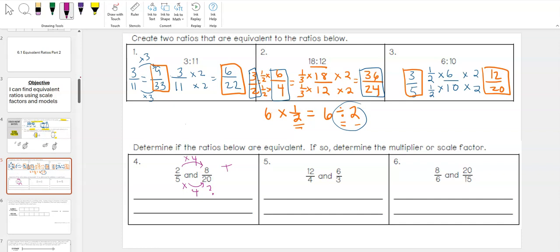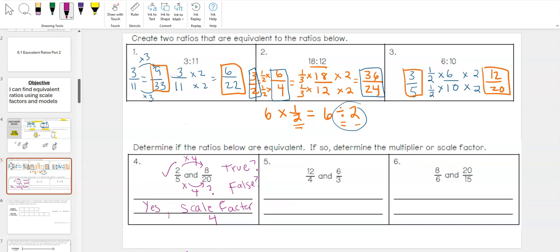If this is true, then they are equivalent. If it is false, if that's not true, then it is not equivalent. So in this case, it is true. It is equivalent, and its scale factor is 4, because we're multiplying by 4.